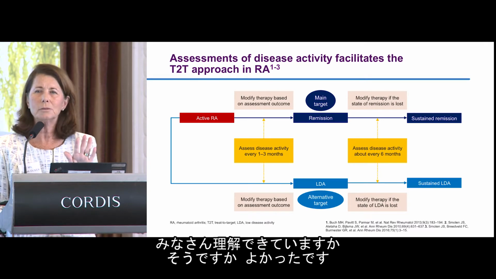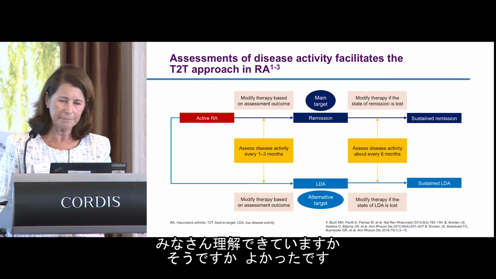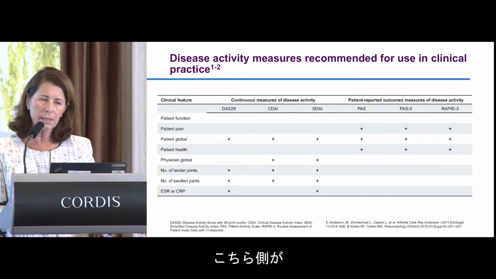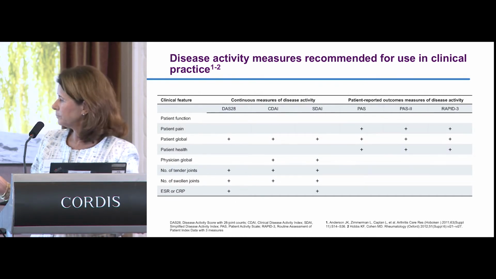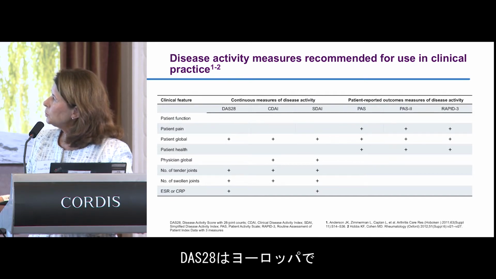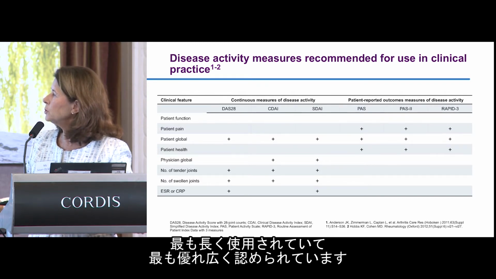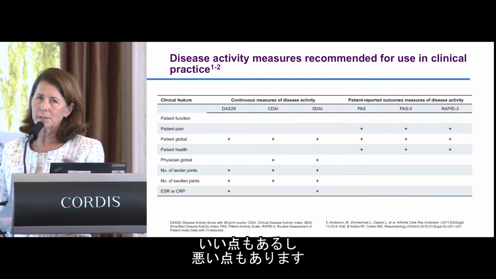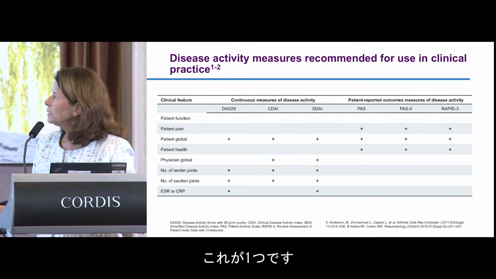Does that make sense to everyone? Yeah, good. Okay, so these are some of the tools that can be used. And on this side, here, these are the tools we talked about, the composite scores. The DAS28 is the one in Europe that we have used the longest and the best, and is well validated. We know its good points and its bad points. And so this is one of them.